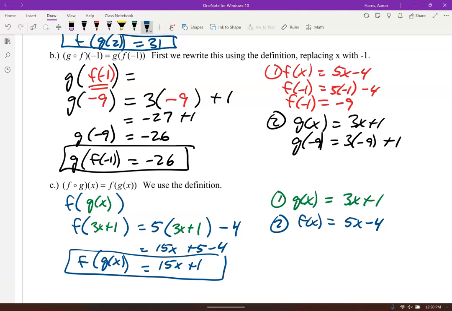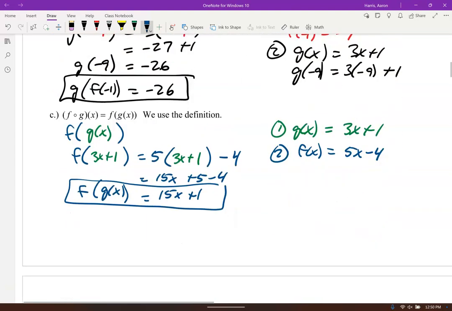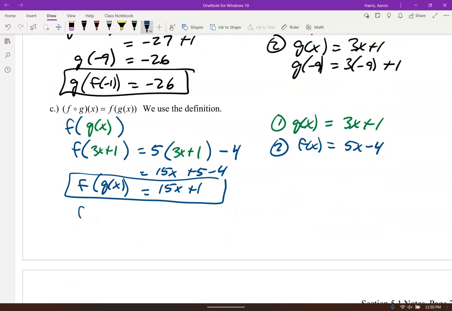And remember, on the very first one we found f of g of 2 and it was 31. See this one up here, f of g of 2 is 31. So look at this. Now that you have f of g of x, so f of g of 2, 15 times 2 plus 1. Hey, look at that, 31. See, that's the same thing.